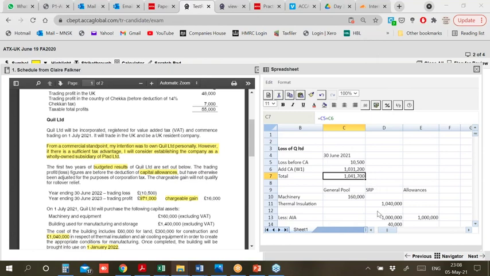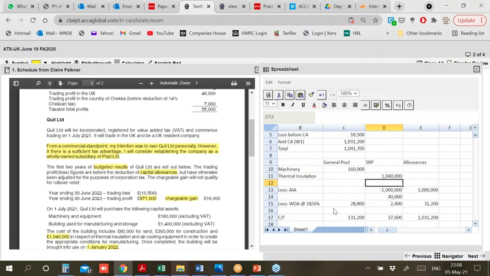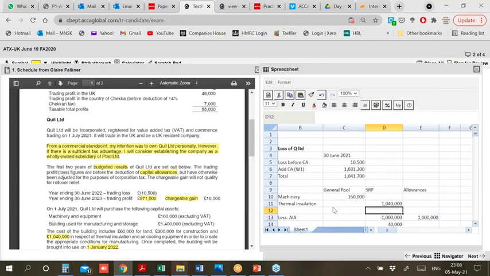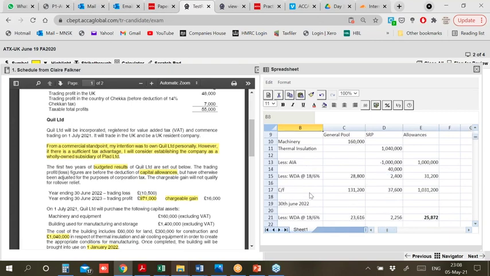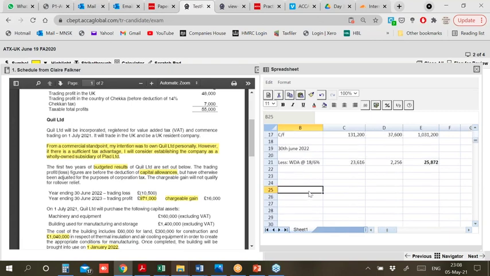Now, with that, I've also calculated the corporation tax liability for 1 year for Q Limited as well, because there is no profit, so there will be no corporation tax liability. That's total loss. Okay guys, so let's go and calculate for 30th June 2021 P Limited.